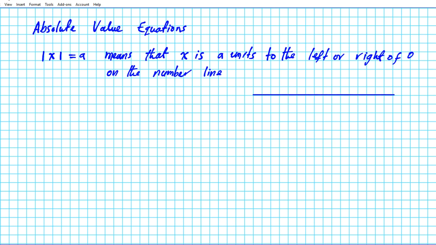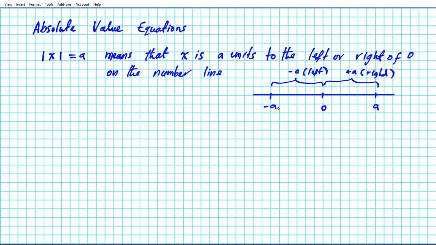So let's say we have 0 on the number line. And then you go a units to the left. So let's say this is a units to the left, negative a. And then to the right you have a units. So this represents a units to the left, negative a, and this right here represents positive a, which is a units to the right.